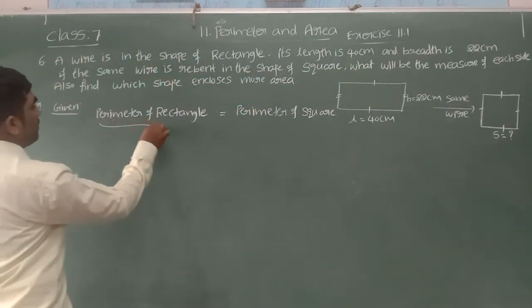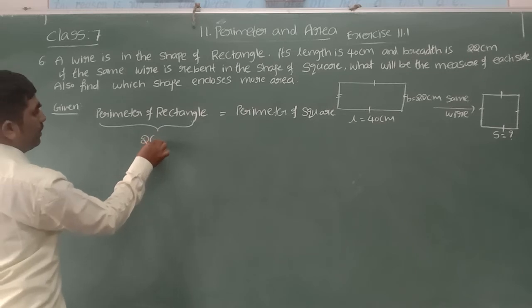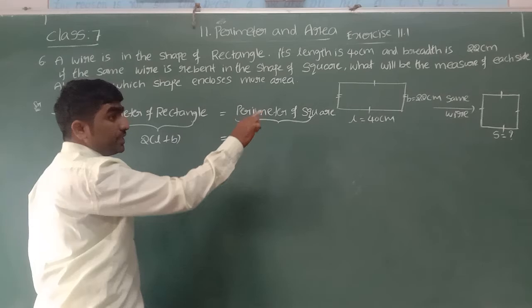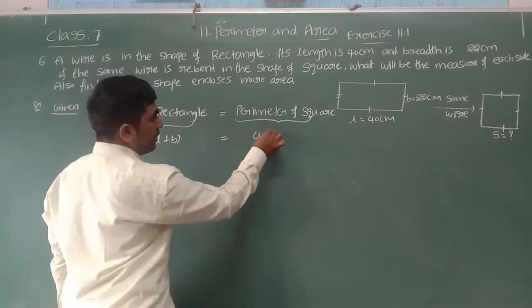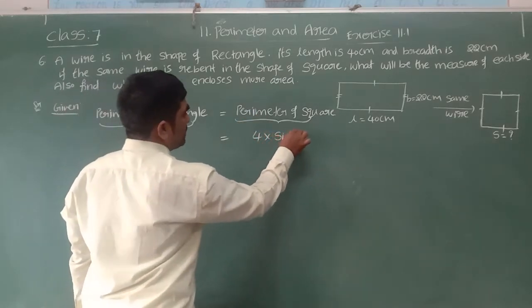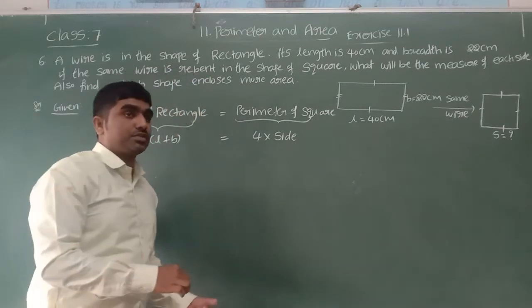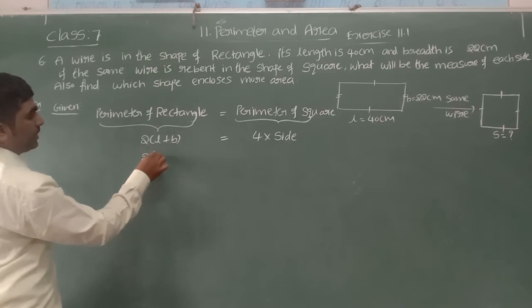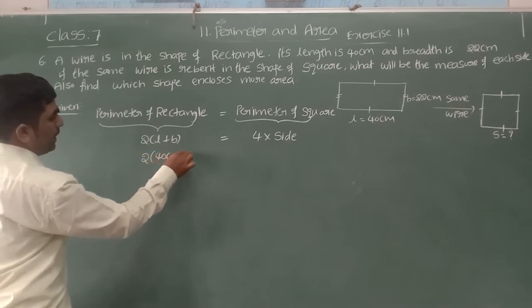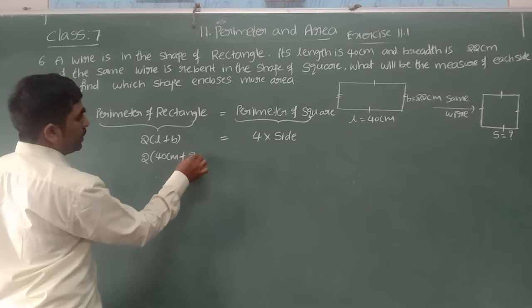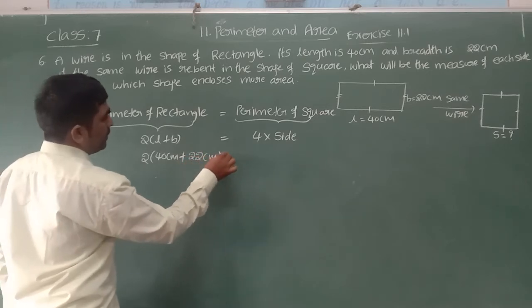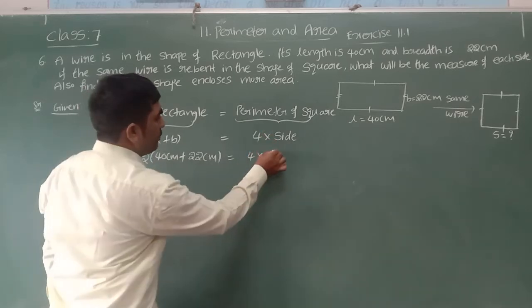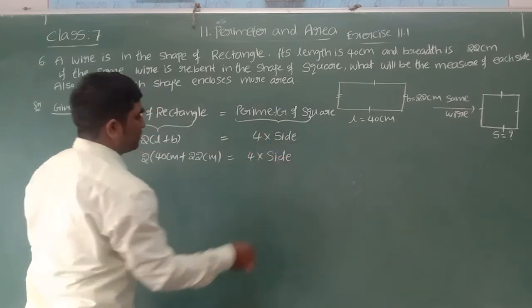So tell me, what is the perimeter of a rectangle? 2 into (L plus B) is equal to the perimeter of a square. The total length of the boundary of a square, I gave you the formula, which is 4 into side. Now we can substitute the known values to find the unknown value, the side. So 2 into (the length of the rectangle, 40 centimeter, plus the breadth, 22 centimeter) is equal to 4 into what is the length of the side? We need to find it. We don't know actually what the length of the side is.